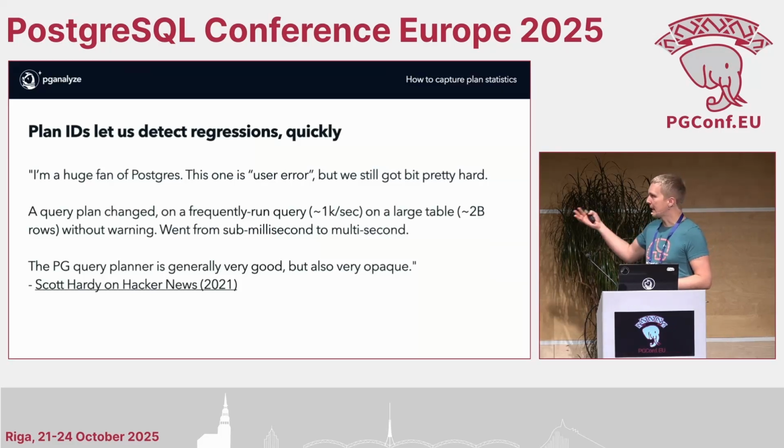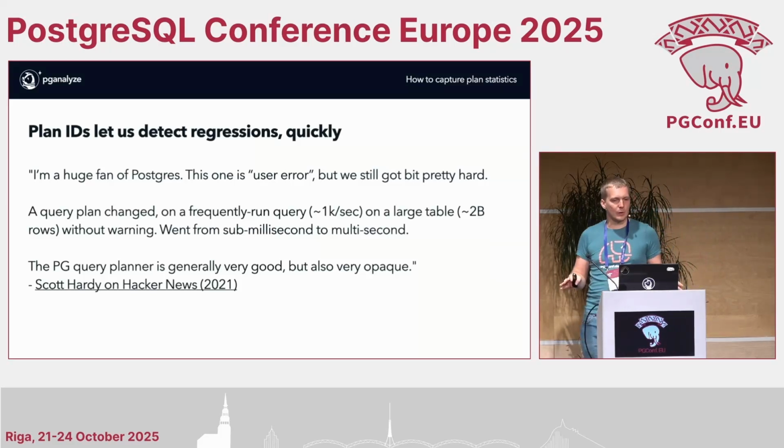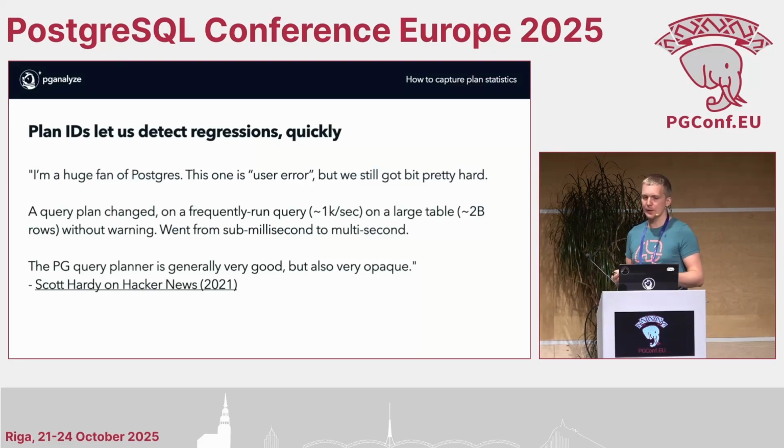And so then they concluded, the query planner is pretty good, but it's also opaque. I don't agree on the opaqueness necessarily, but I do think that this perception of things being opaque and not knowing what's going on really is a lack of observability, right? Like we don't know what the database is doing.